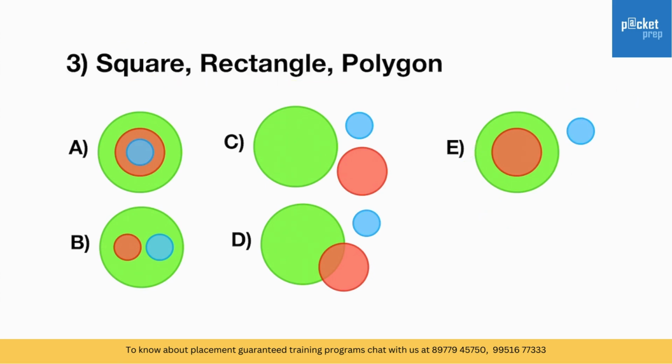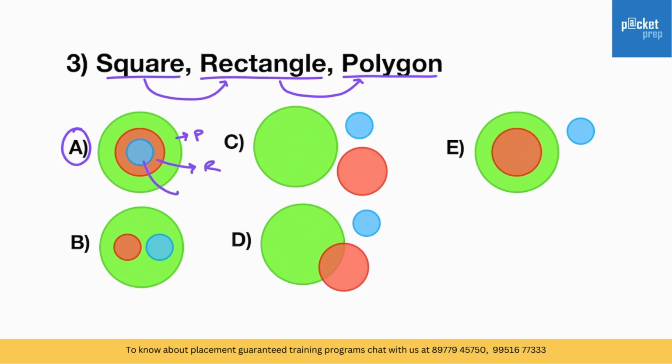Let's try the last one. Square, rectangle and a polygon. If you remember what you have learned in your schooling, you can easily answer this. Square is a subclass of rectangle, and rectangle is a subclass of polygon. So I can say every square is a rectangle and every rectangle is a polygon. So the answer is A. This is the polygon, this is the rectangle, and this becomes the square. Sometimes instead of circles, they may give you different geometrical figures, but the logic remains the same.